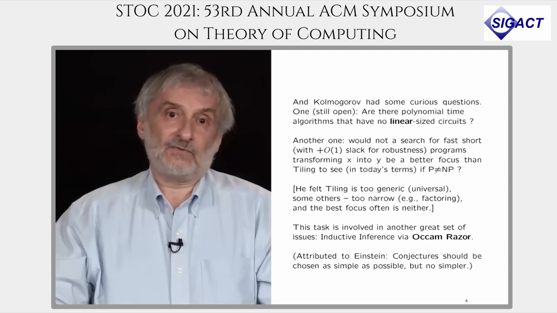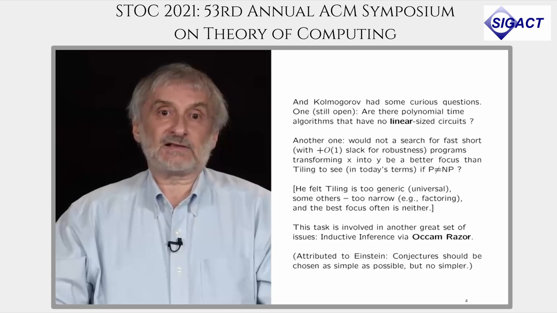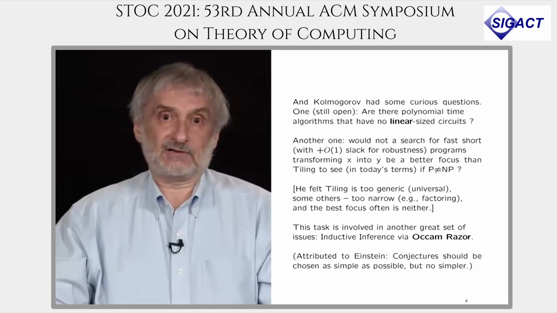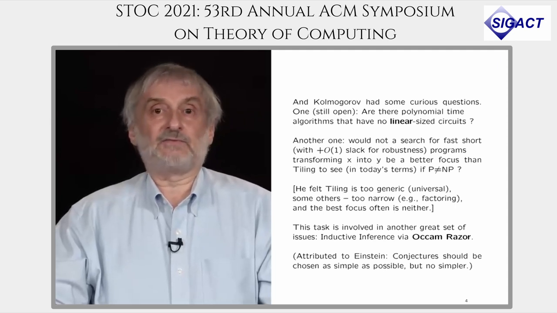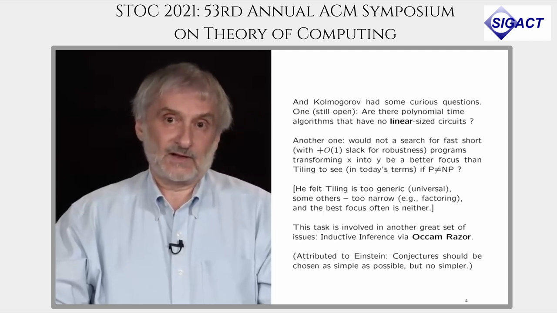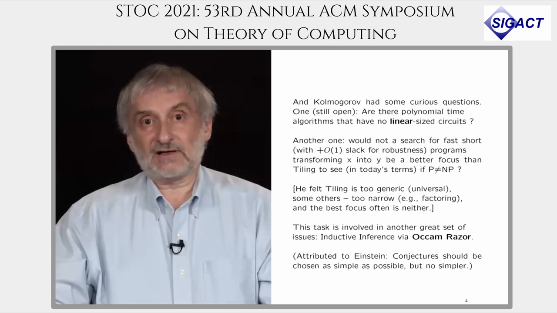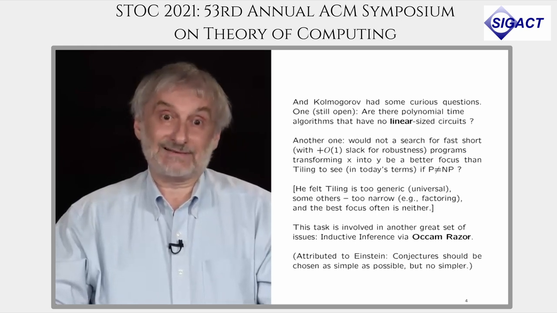Kolmogorov said that often a good candidate to consider is one that is neither too general nor too narrow. Tiling, being universal, may be too general, lacking focus. Some other problems, say factoring, are too narrow, and search for fast short programs looked like a good middle bet to him. It still does to me.